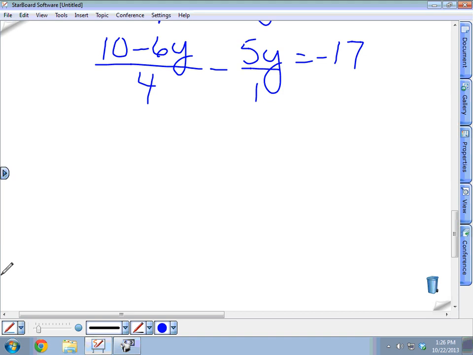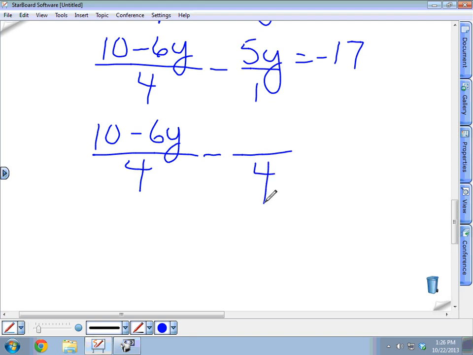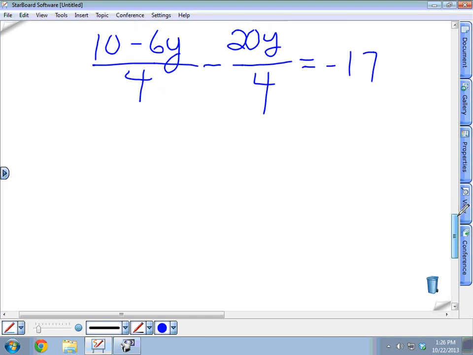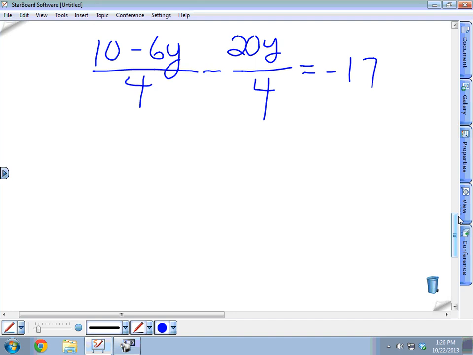So if I wanted a common denominator, I could keep this 10 minus 6y over 4. But I would have to change this. So if I multiply this by 4, I have to multiply the top by 4. That would give me 20y. And so some of you don't like fractions. So this particular problem, if you did it by substitution, would bother you if you didn't like fractions.